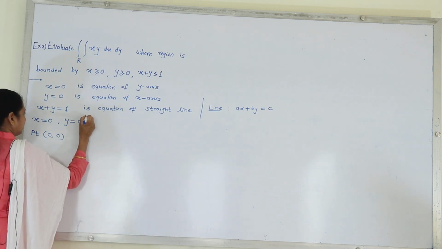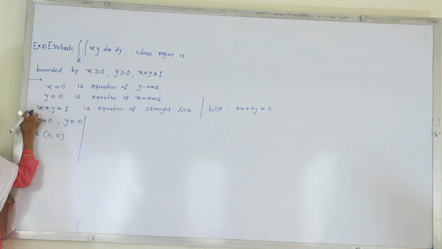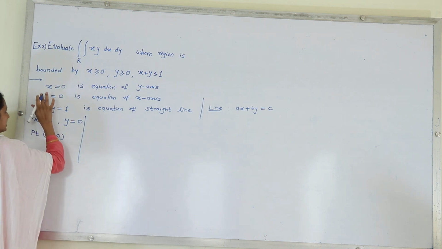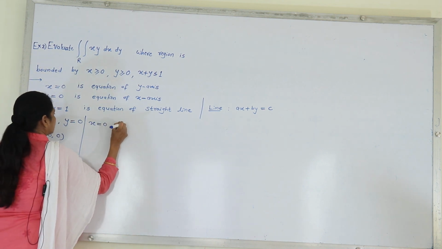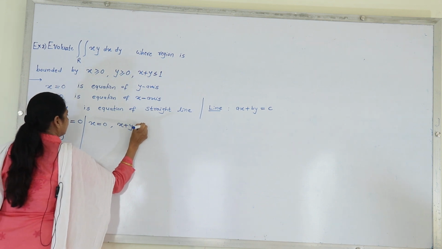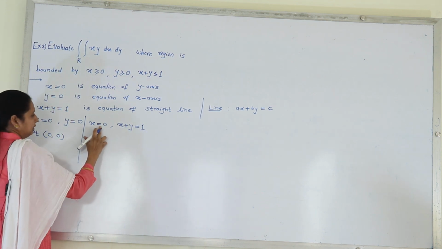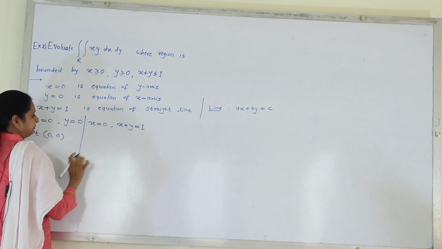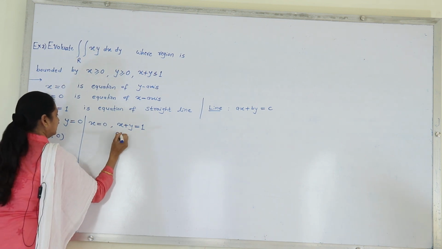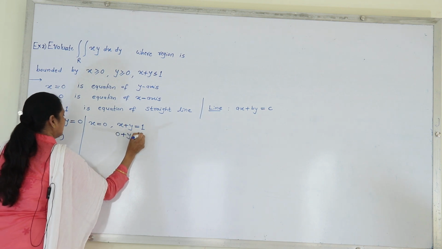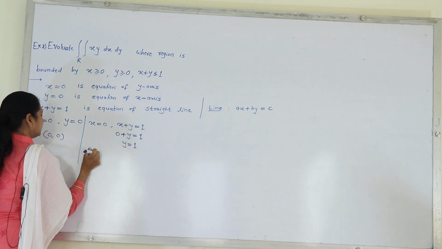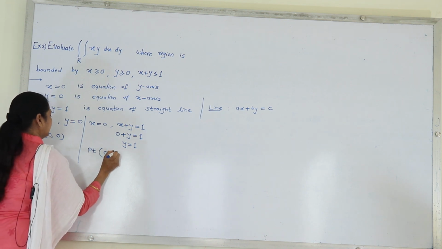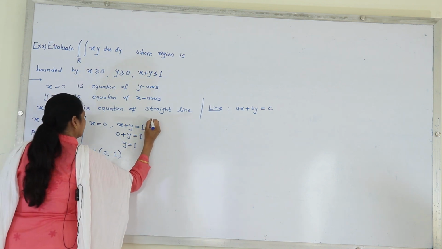For the second coordinate, put the first equation and third equation: x equal to 0 and x plus y equal to 1. This means the intersection between the y-axis and the line. X equal to 0, if put in this equation, 0 plus y equal to 1, then y is equal to 1. Therefore the point is: x coordinate is 0, y coordinate is 1, that is 0, 1.